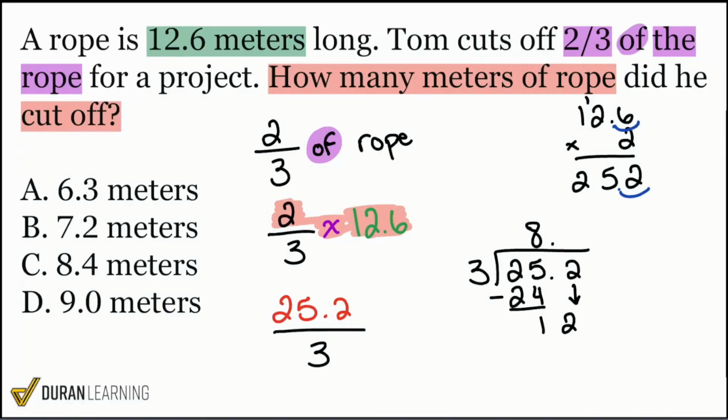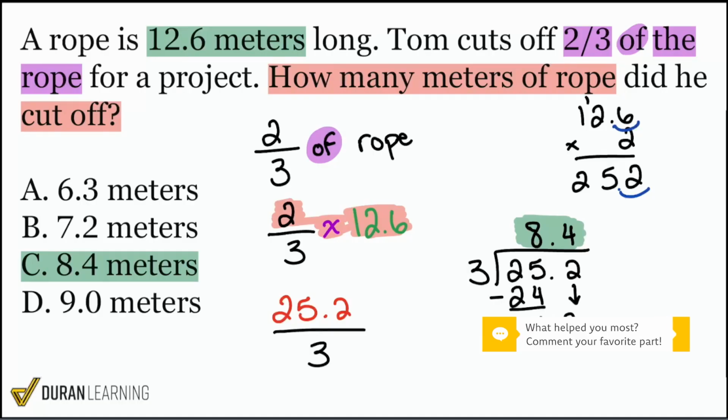So with that, we have 3 going into 12, and that will be 4. And so because of the place valuing that we've set up, this is going to be 8.4 meters. That's how much rope was cut off. Not how much is left, because that's not what we're looking for. That's how much rope was cut off. And so again, that's why the correct answer here is answer choice C.